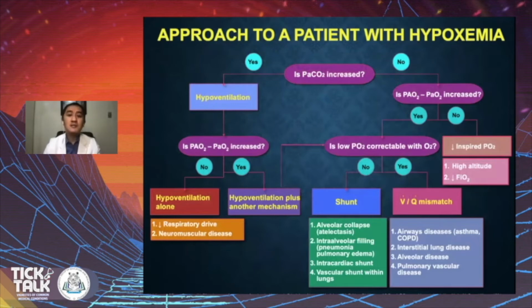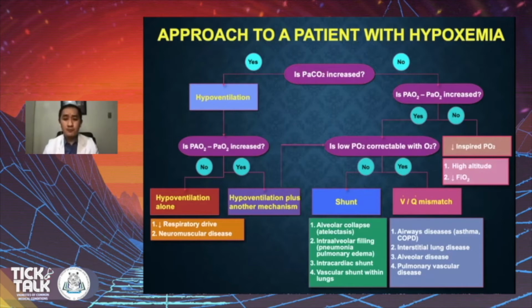Is your PaCO2 increased? Yes. So we go to the left side of the algorithm. Is your alveolar-arterial gradient increased? And like we computed, it is elevated. So the possible cause is hypoventilation plus another mechanism, which is on the right side.